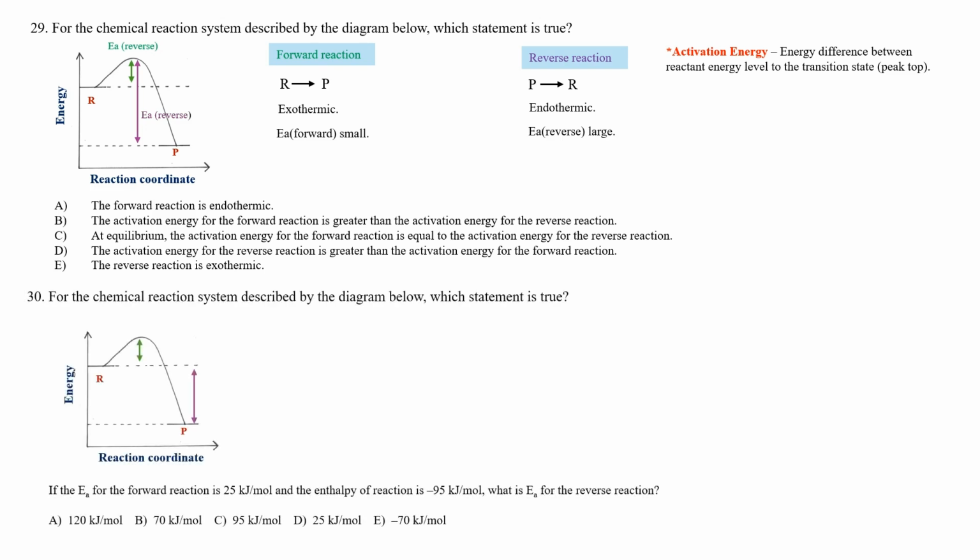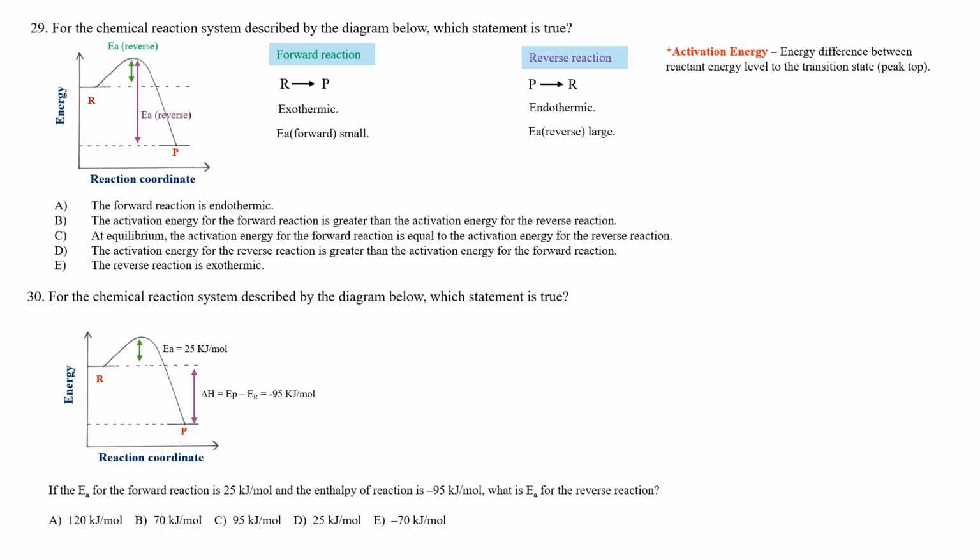Question 30. For the chemical reaction system described by the diagram, which statement is true? Again, this diagram is given for an exothermic reaction. Reactant goes to the products. The green color arrow indicates activation energy. It is 25 kilojoules per mole. And the purple color arrow is delta H, enthalpy change. That is product energy minus reactant energy, which is negative 95 kilojoules per mole.